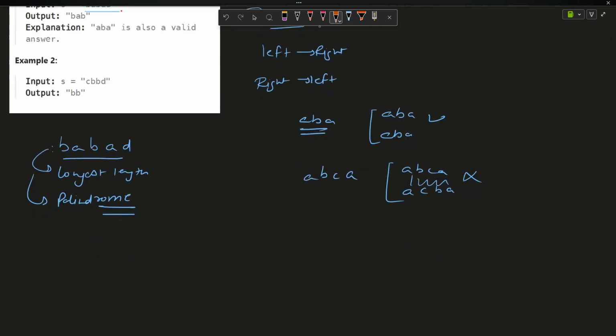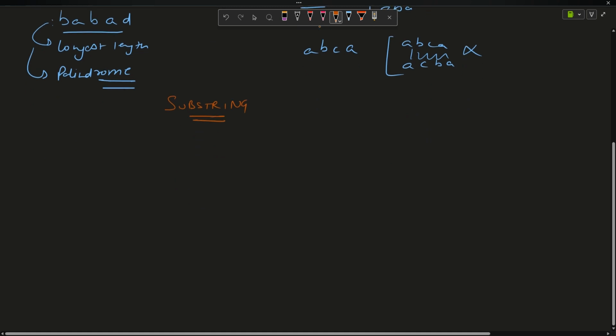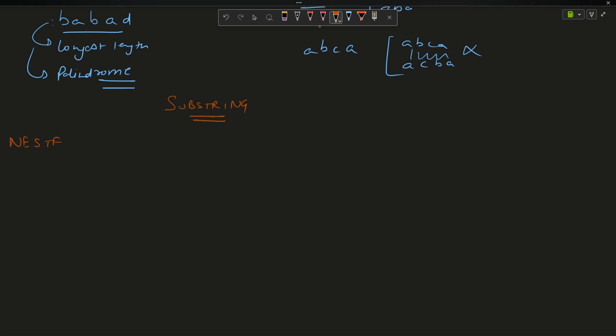Whenever I talk about substrings, the brute force method always tells me to find all the substrings, and to find all the substrings, I use nested loops. So I will say for i going from 0 to n minus 1, that is the last index, and j going from i to n minus 1. Now, in this case, my substring is i to j inclusive, including i and up till j including j.